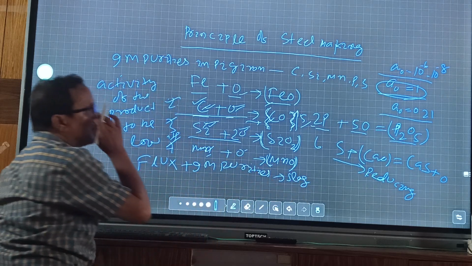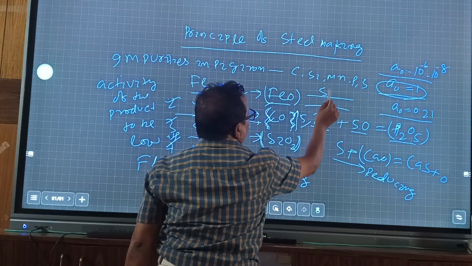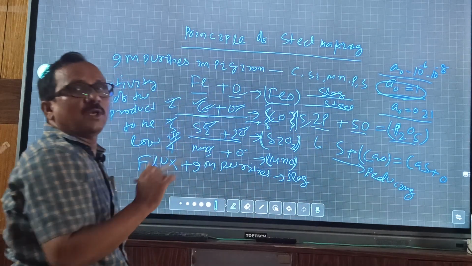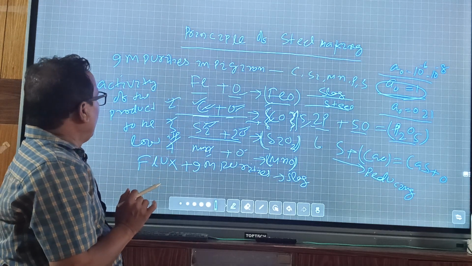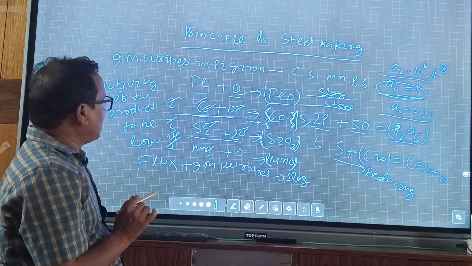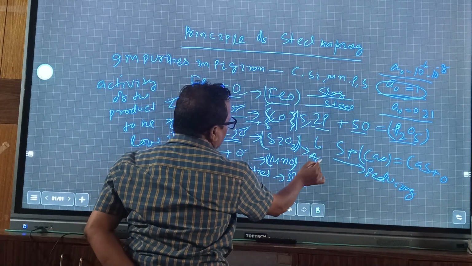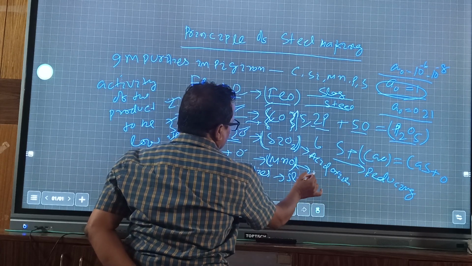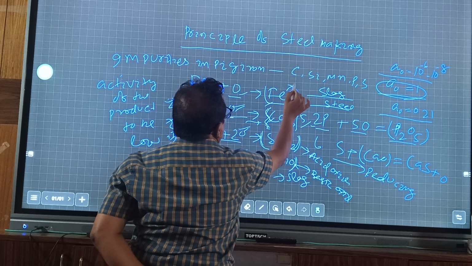This flows in the steelmaking process in two layers. One layer is your slag and another is steel. So steel and slag make two layers. When we add the flux, first the silicon reacts with oxygen and forms silicon oxide, which is an acid oxide, and manganese forms a basic oxide, and iron oxide is also basic.